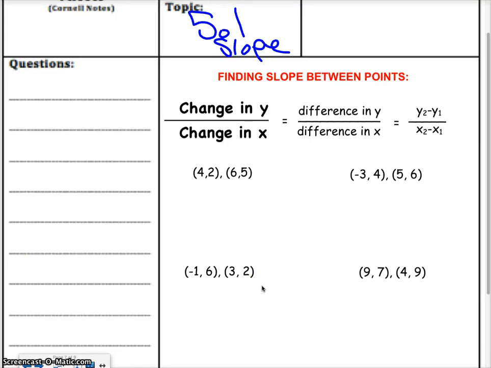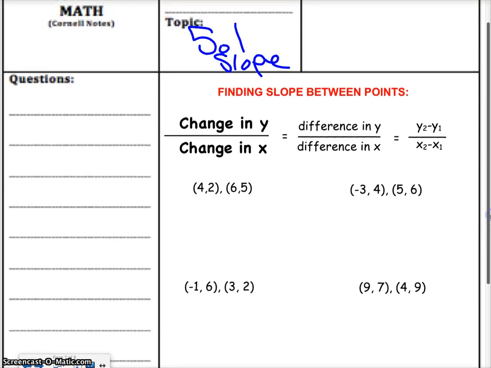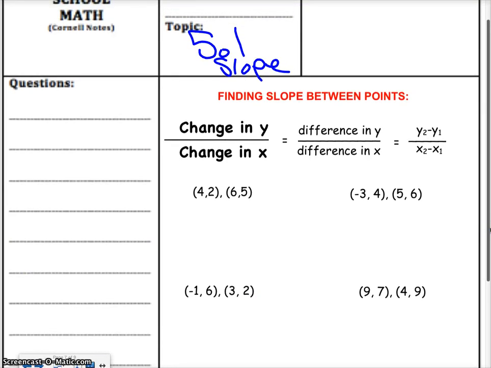Okay, so we are moving on our slope topic, and your learning target today is that you're going to be able to calculate slope given 2 points. That's what you can do today. Calculate slope given 2 points. Here's how. To calculate slope, remember you do change in y over change in x. That's your rise. Your change in x is how far you ran.